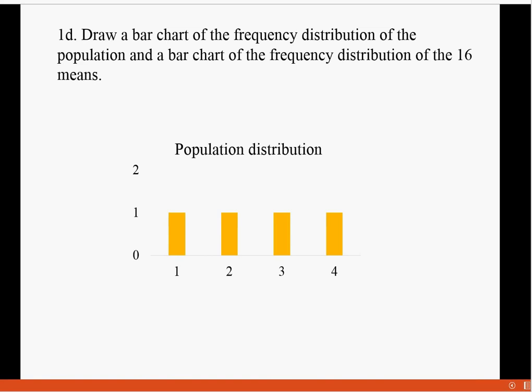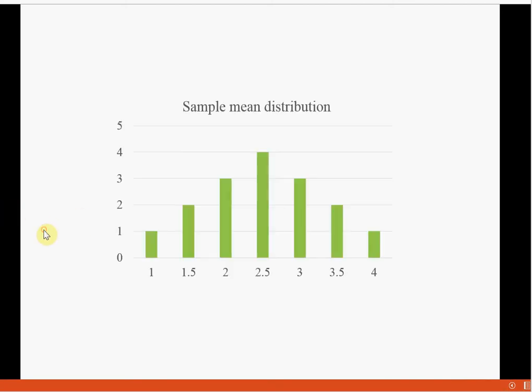The population distribution: each value occurred only once, which is why in this frequency bar chart you can see they all correspond to 1. We call this a uniform distribution, flat throughout. Also draw a bar chart for the sample mean frequency distribution. We see that 1 occurred once, 1.5 occurred twice, 2 occurred 3 times, 2.5 occurred 4 times, and that is the frequency distribution for sample means.